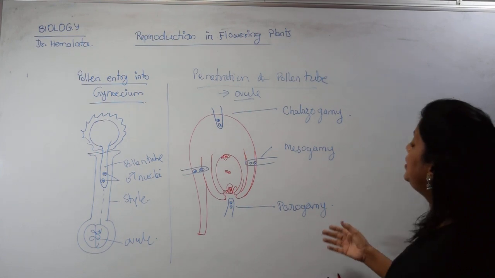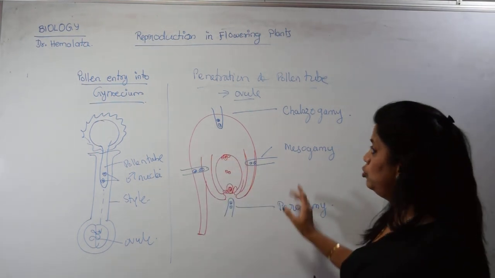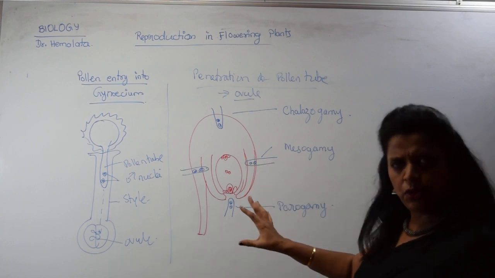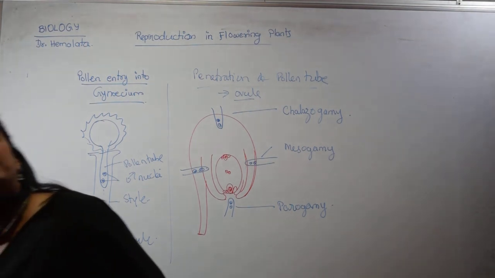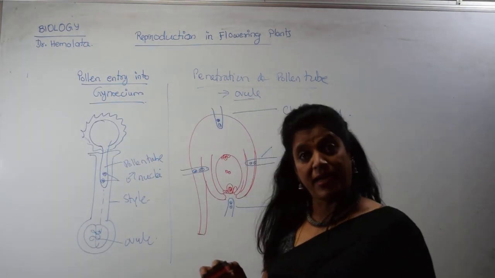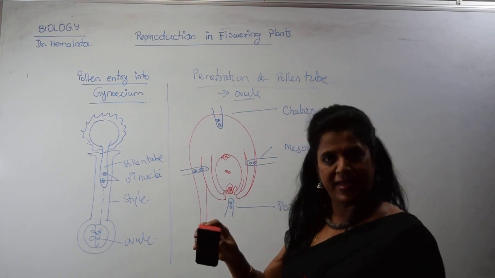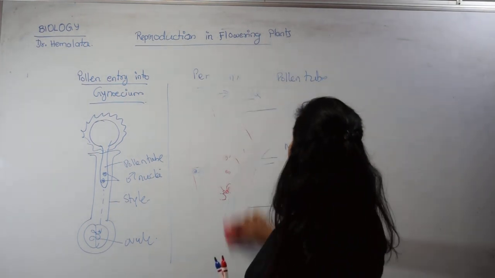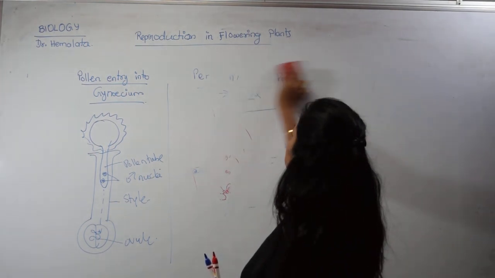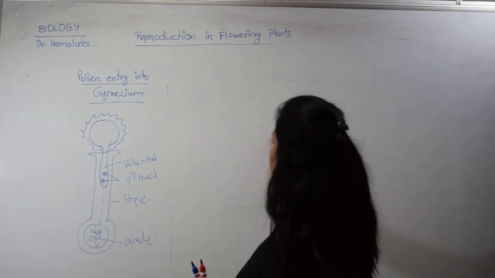Now, next thing is how it will penetrate into the embryo sac. This diagram you should know. The diagram you need not draw, but to understand this, you must know all this, right? Now I'll give you how exactly the pollen tube penetrates the embryo sac during fertilization. Okay, so let me give that explanation, because that is the real fertilization part.